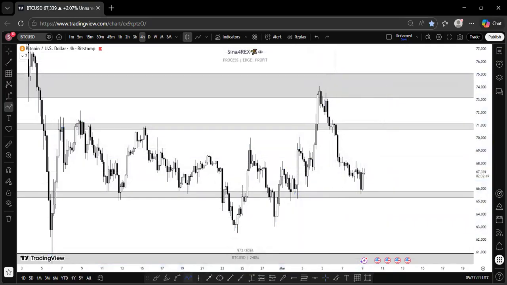Now we have this side being a drop. So you can see price giving us the higher low, lower high. We have the lower low, lower high, lower low, lower high. We have what? A lower low. So I would expect price to break above this range level.